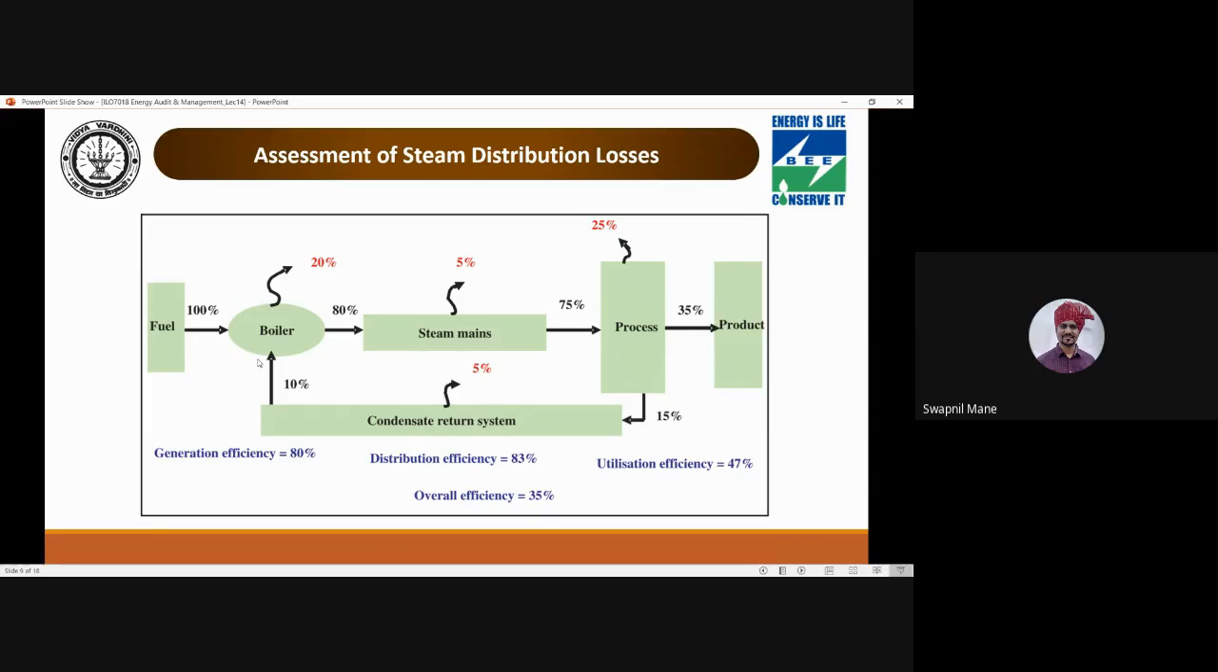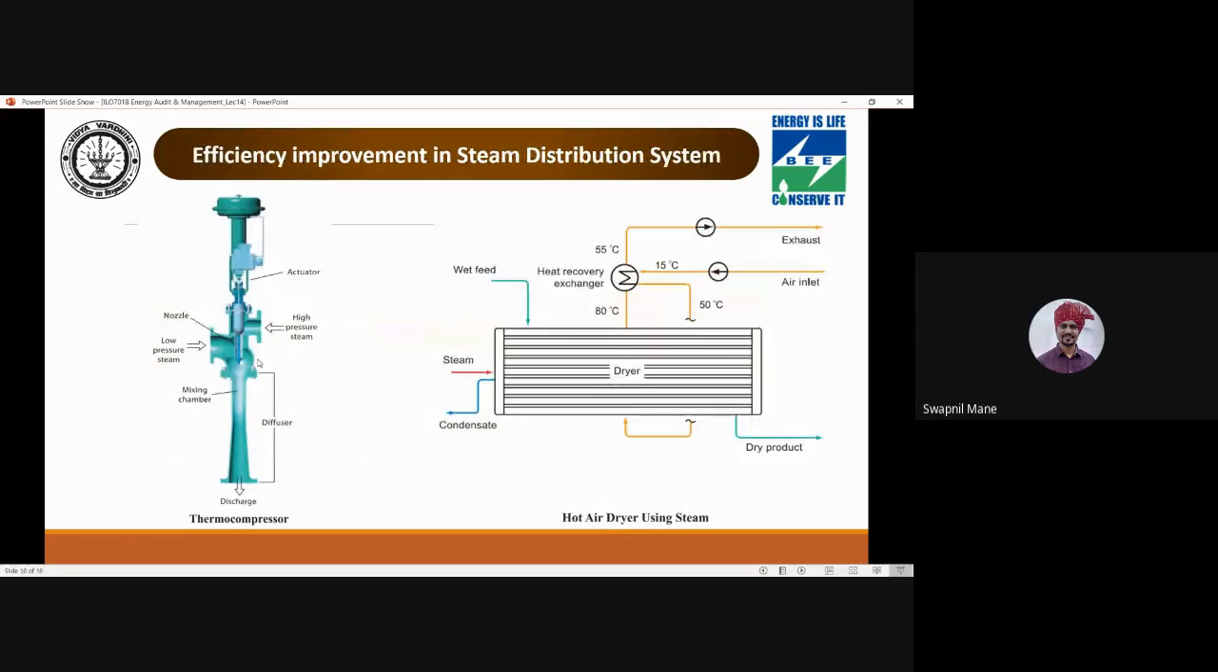So the condensate return system, there is also another term which is called a condensate recovery system, in which out of this 15%, 10% will again be sent back as feed water, hot feed water, as a condensate. Okay, so you see that overall, if I see the efficiency of the steam distribution, then the overall efficiency is only 35%. Okay, so you see how much is the losses, and in order to address these losses, there are several things that we can do. So let us go one by one. So these are the efficiency improvements in the steam distribution system.